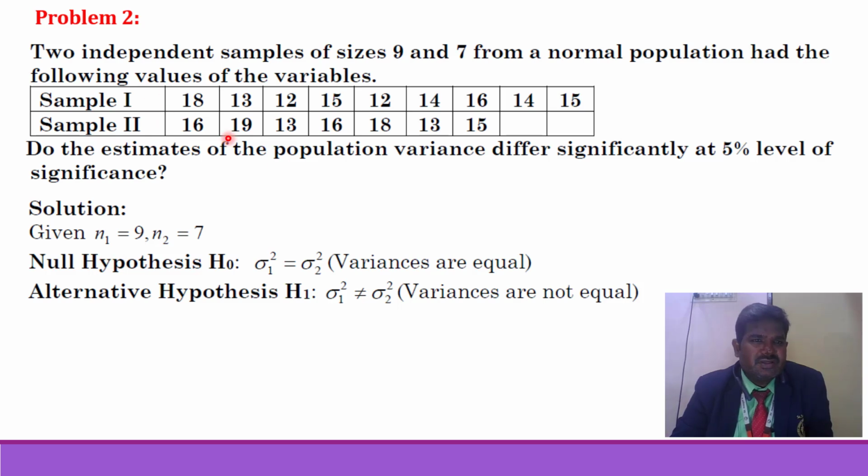So now from sample 1 and sample 2, we observed that N1 value is 9 and N2 value is 7. So now we can choose the null hypothesis H0: sigma 1 square is equal to sigma 2 square. So the two variances are equal. Alternative hypothesis H1: sigma 1 square is not equal to sigma 2 square, that is, variances are not equal. The alternative hypothesis we may choose like this. And the level of significance is given as 5%.